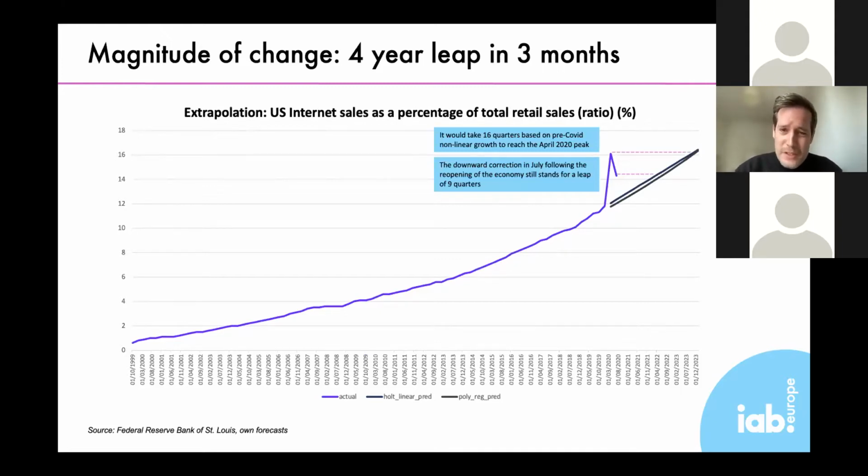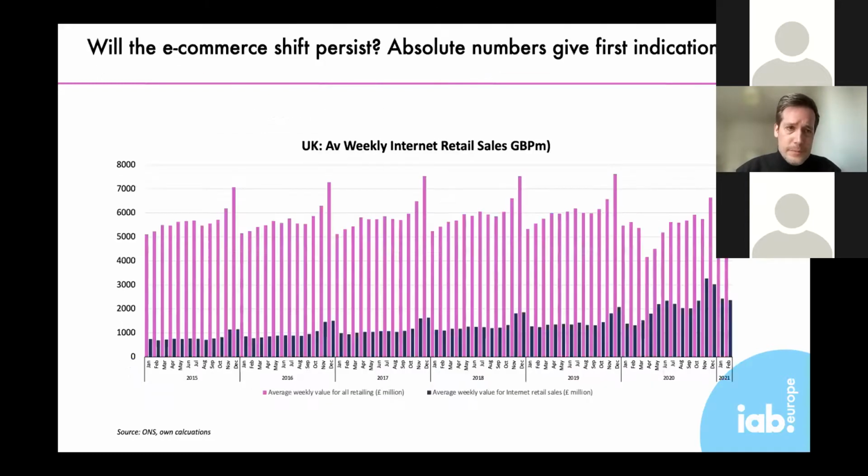So that makes it more difficult to forecast how the situation would have been had the pandemic not occurred. But if we take this kind of exponential growth here and track the line, we could see that it would still have taken 16 quarters, based on the pre-COVID growth, to reach the peak that we actually saw in the US in April 2020. So a massive leap in other markets as well.